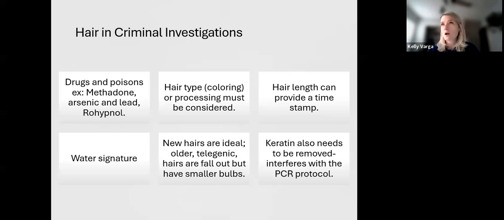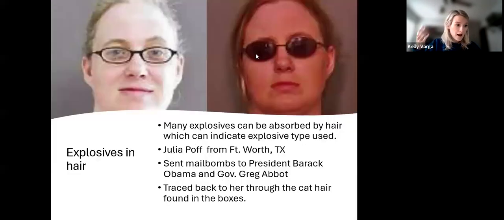How can hair color provide feedback in forensic criminal investigations? So again, just thinking through some of the types of questions here. How can hair be utilized? So again, hair can even obtain and take on explosives. And what do I mean by that?